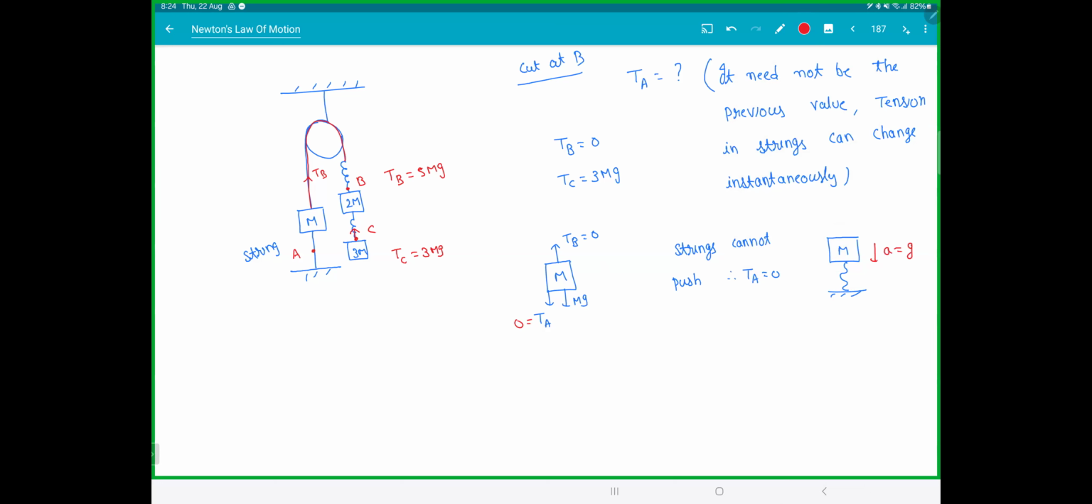Is that making sense? Because strings cannot push, so it will suddenly become loose. So tension in A becomes 0. You have to prove this. You cannot take the previous value.